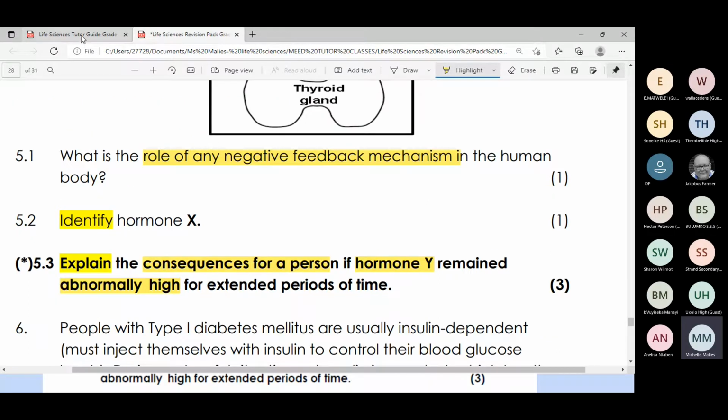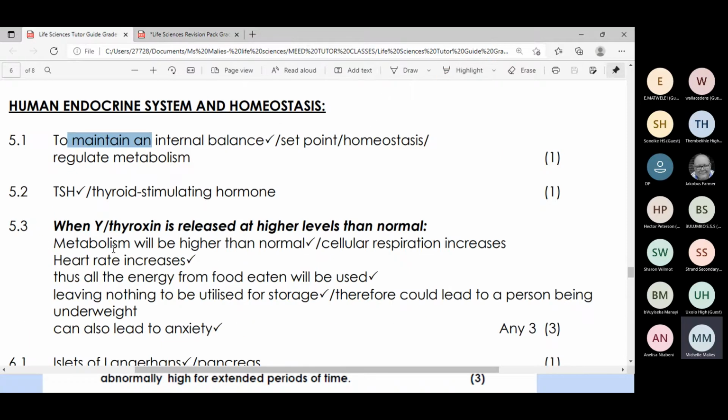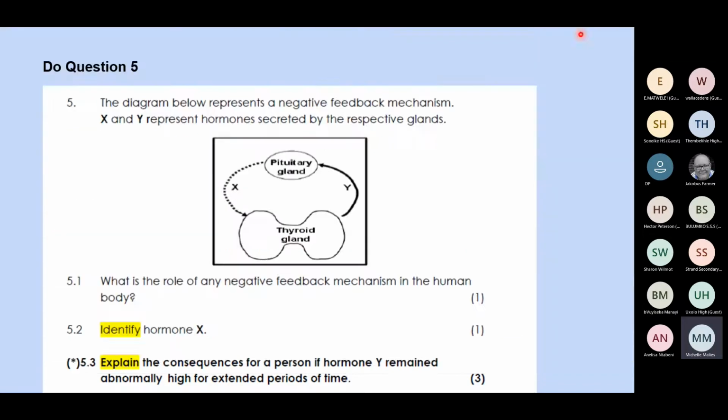So the consequence, if thyroxine is very high: metabolism can be higher than normal, your heart rate can increase, and all the energy from food eaten can be used up, leaving nothing to be utilized for storage. Therefore, it can lead to a person being underweight, and can also lead to anxiety, any 3. Are we with it, grade 12s? I hope all of us understood or are on par with that question. Let's go back to our slide.